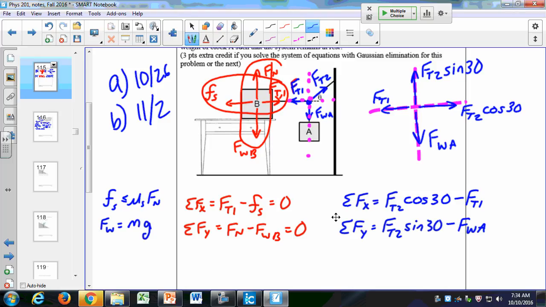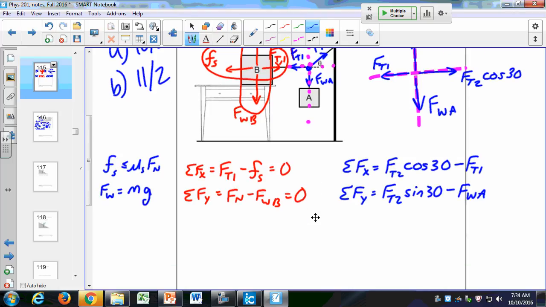Okay. We wrapped up here last time. We wrote the sum of the forces in the x and the y for both bodies A and B. And then I also added these other two equations. Now let's go through and figure out, well, what are some of the things that I can begin to fill in here?